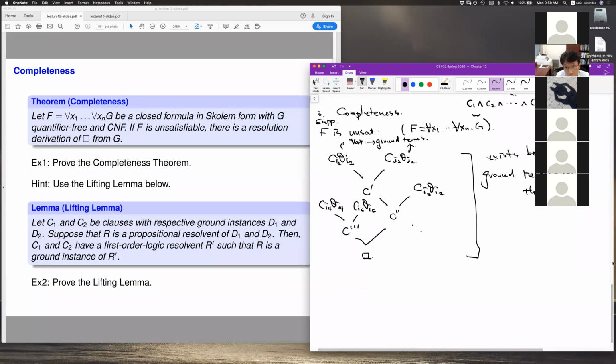Okay, so now what should we do? We are not looking for a derivation in the ground resolution proof system. We are interested in having a derivation in the first order resolution proof system. So this is not good for us yet, because it's a ground proof system. So we are going to use this lifting lemma to lift this proof in the ground resolution proof system into a proof in the first order resolution proof system.